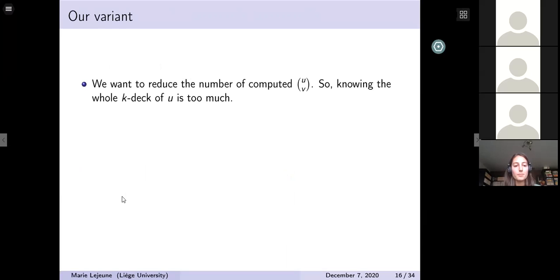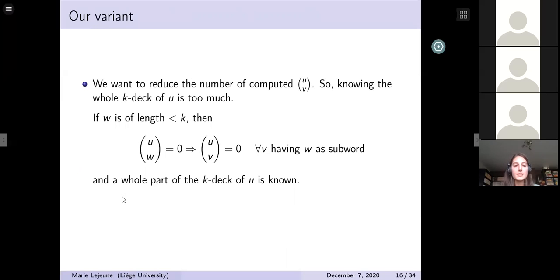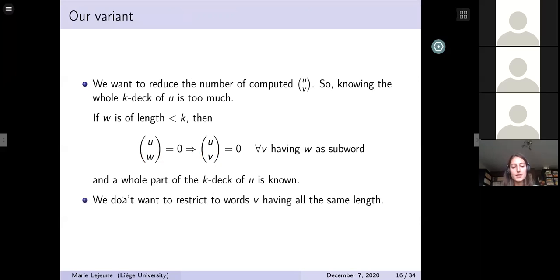Okay, so I wanted to show you why we consider this variant of the classical reconstruction problem. We really want to reduce the number of binomial coefficients computed. For the k deck, we needed to compute a lot of binomial coefficients, even using only Lyndon words. As I said before, if I know that a binomial coefficient equals 0, I won't ask a question where the word v involves the word w as a subword, because I know that the answer will still be 0. And the second motivation is that we don't want to restrict all our questions to words having the same length.